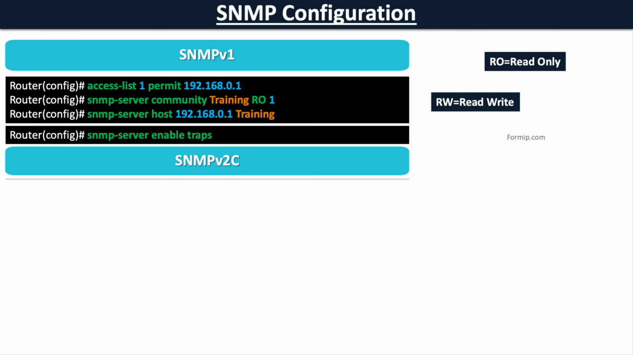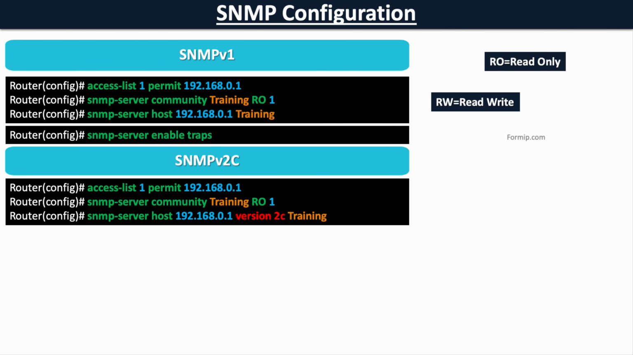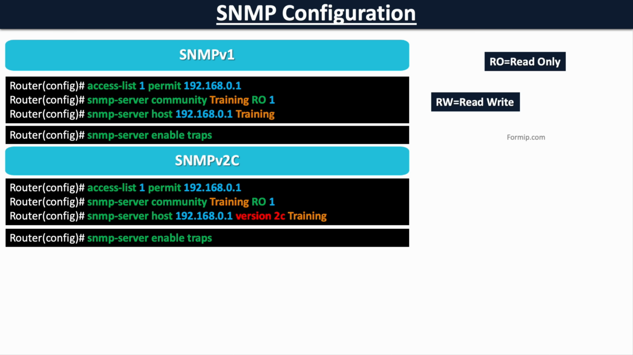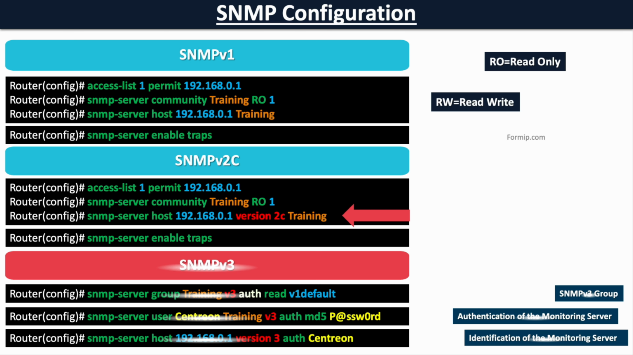SNMP version 2 is the most widely used version today. This is exactly the 2C version. The commands are the same, except that in the snmp-server host, we must specify the 2C version. And finally, let's move on to the SNMP configuration in version 3.